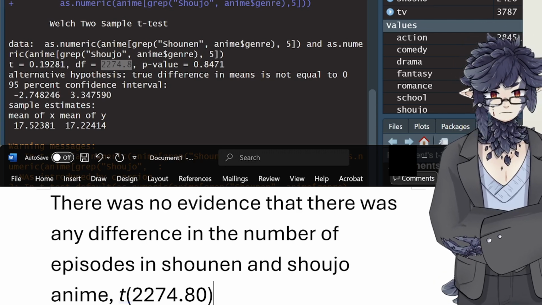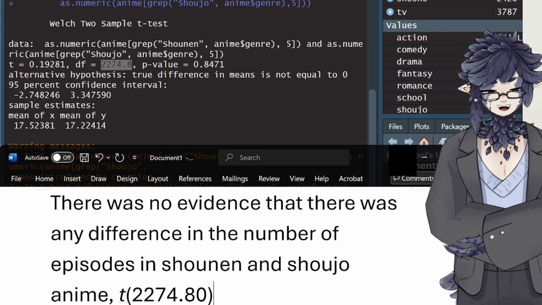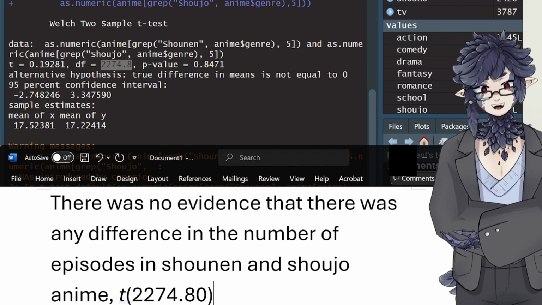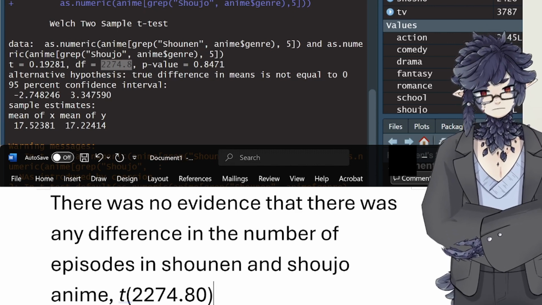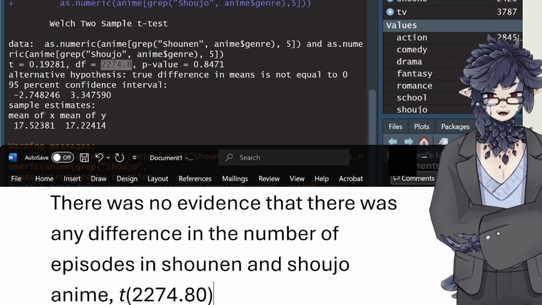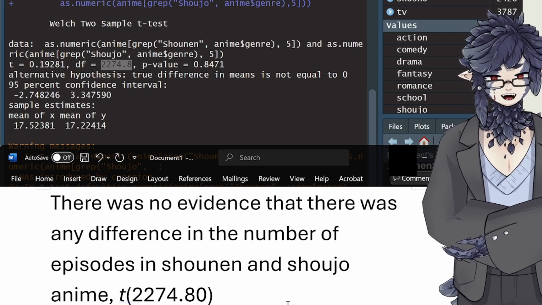2,274.8 degrees of freedom. And yep, I'm using the Welch-corrected degrees of freedom here, just to indicate there is a correction on these degrees of freedom. These are the ones that were used for the actual hypothesis test. Now I need to report my t-value.